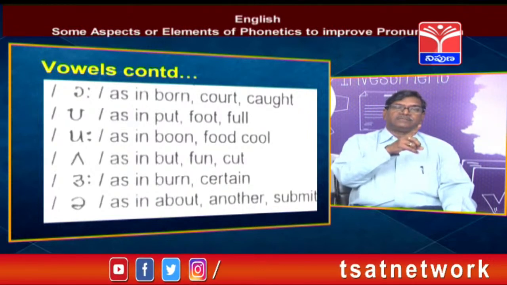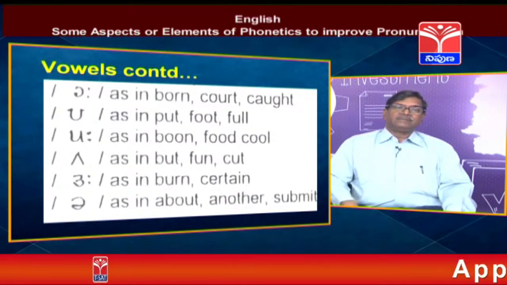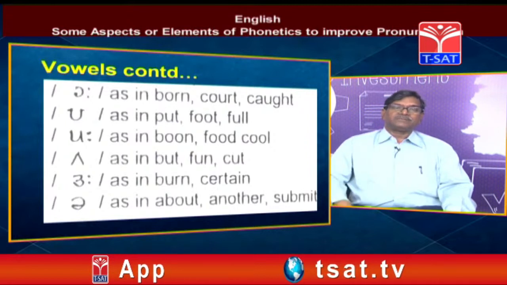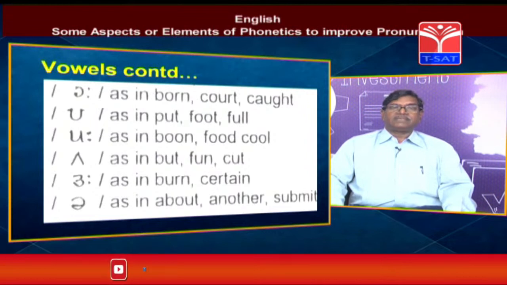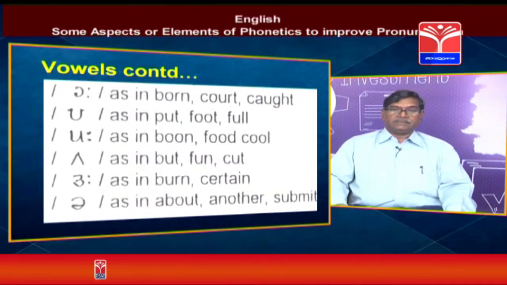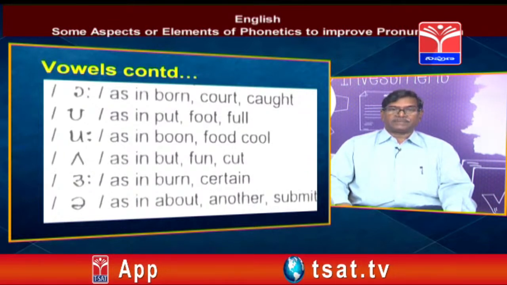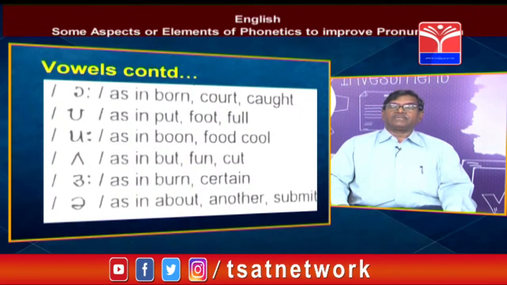The symbol is this: write the number 3 followed by 2 dots. That is the symbol of the sound. It is a slight variant of the previous sound. When you say that one, you open your mouth. When you say this one, you don't open your mouth, but you utter the same sound without opening the mouth, as in bird, curd, burn, certain. These are all the words which have the same sound.